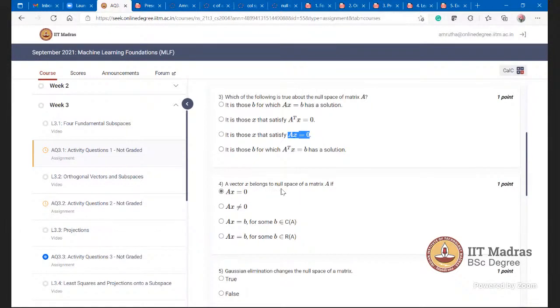So that is why we call it a null space. The matrix A consists of numbers, but when we multiply it with a vector, it gives us a zero vector, which is the null space. That's why it is termed a null space.